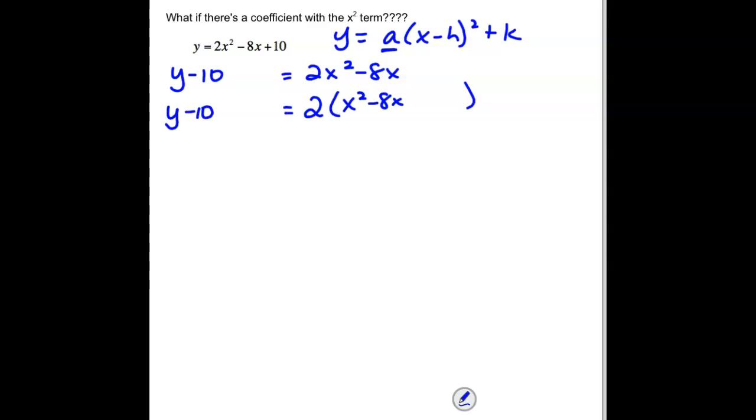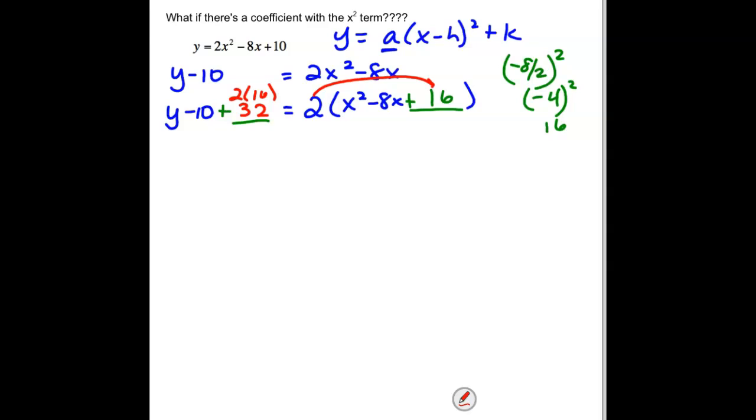Now, we have to complete this piece. Half of -8 is -4. When we square that, we get 16. So we're putting a 16 here. But be careful, because what we really put in here is 2 times that 16. So I really added a 32 to that side, even though it doesn't look like I wrote that. So I have to add a 32 to this side. In other words, the 2 times the 16 piece.